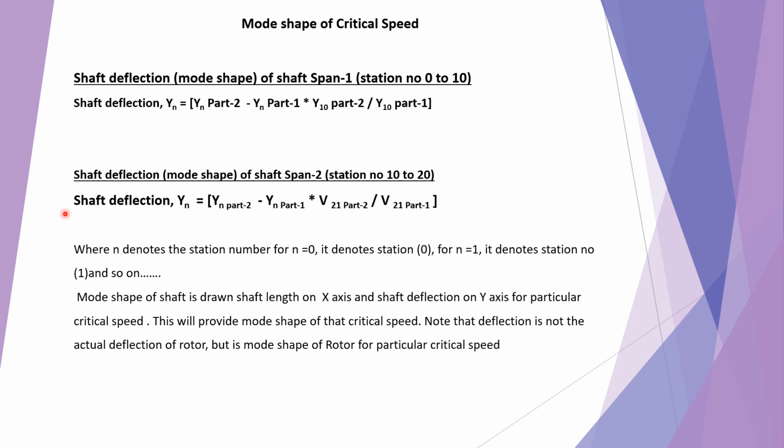So n denotes the number of the station, therefore n0 denotes station 0, n1 station 1, and so on. The mode shape of the shaft is drawn with shaft length on the x-axis and shaft deflection on the y-axis for a particular critical speed, and this provides the mode shape of the critical speed. Please note that this deflection is not the actual deflection of the rotor, but it is a mode shape of the rotor for that particular critical speed.